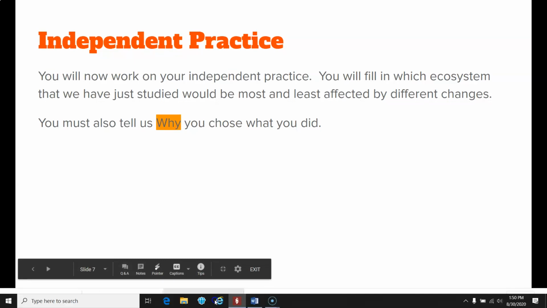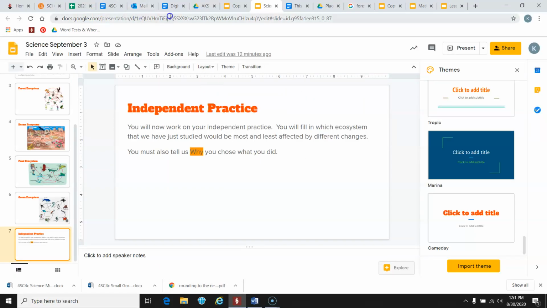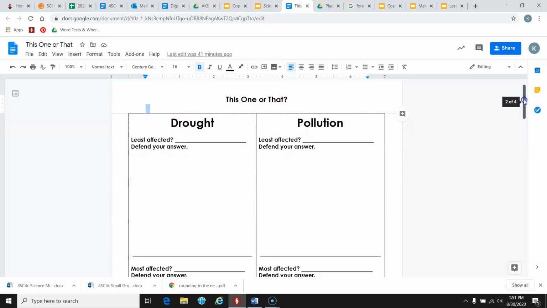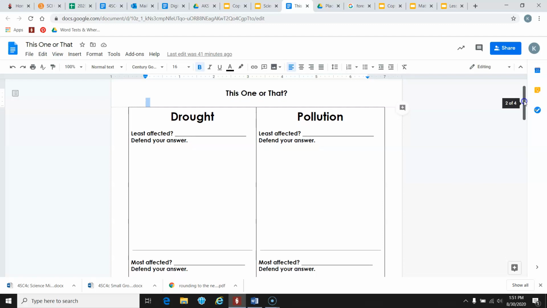And let me show you what this is going to look like. So this is your sheet you're going to have, and your teacher can have you download it, print it out. It could be in Google Docs. You could type right in it and share it with them that way. However they choose to have you turn it in. But this is an example. So it says this one or that. That's the title of it.